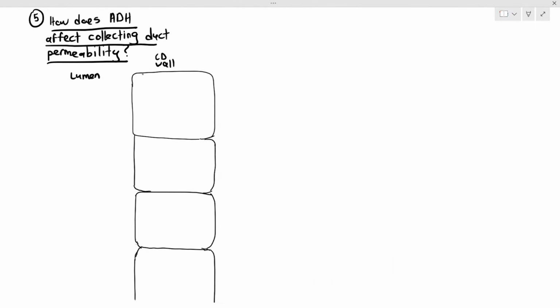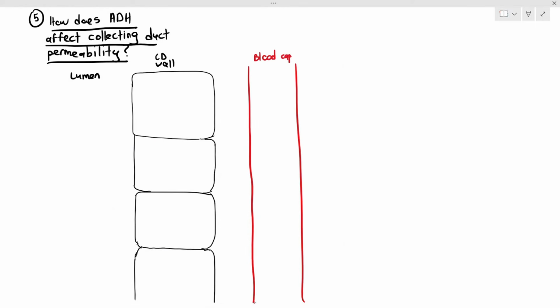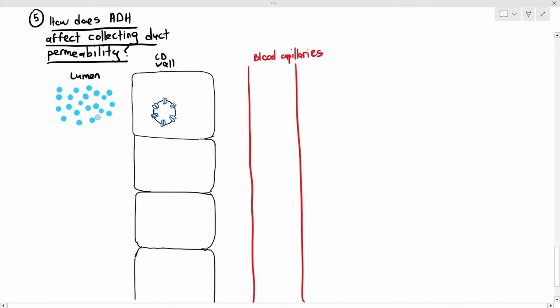So why is this important? It's because I'm going to draw this out, so let's simplify this, all right? I don't want to draw those weird looking cells. So you have the collecting duct wall made out of the collecting duct cells. You have the blood capillaries, and on the lumen side, you have those blue colored dots, which are just water. You may be wondering, hey, there are salts, there's urea, but we don't care about those things because the collecting duct is only supposed to reabsorb water, all right?